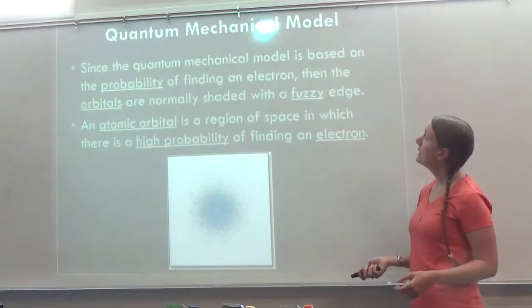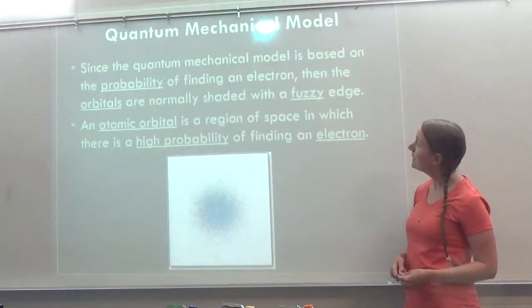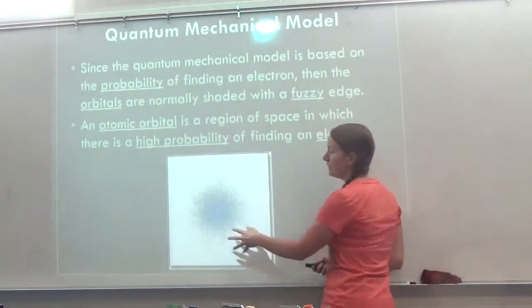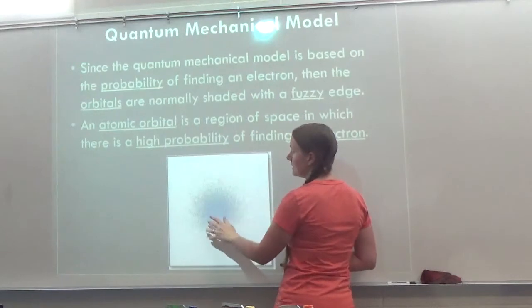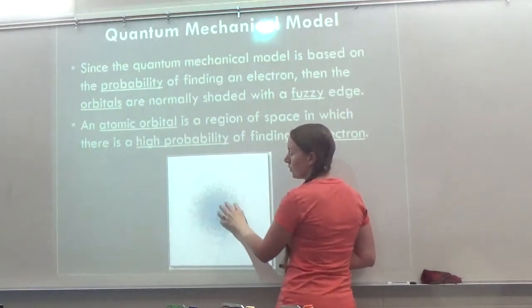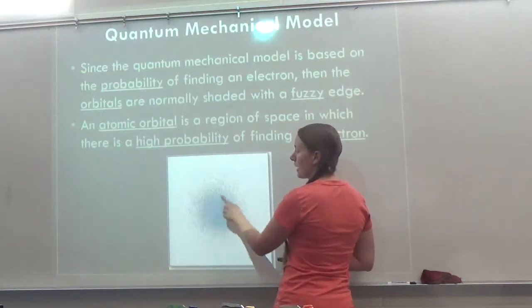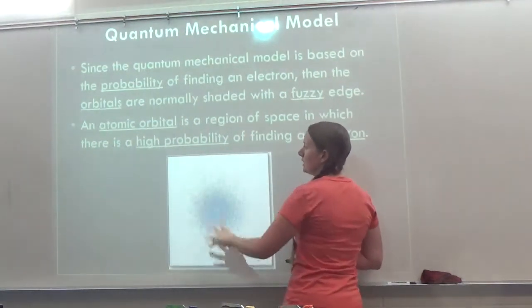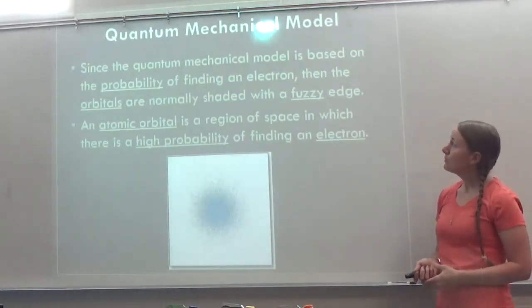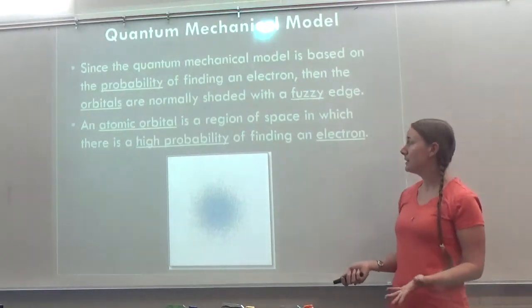So since the quantum mechanical model is based on the probability of finding an electron, the orbitals are normally shaded with fuzzy edges. If you look, it's just a series of dots, and you have your nucleus in the middle, and a darker or more dense area of dots around the nucleus, and as you go out, there's less and less dots, and it eventually fades. So an atomic orbital is a region of space in which there's a high probability of finding an electron.